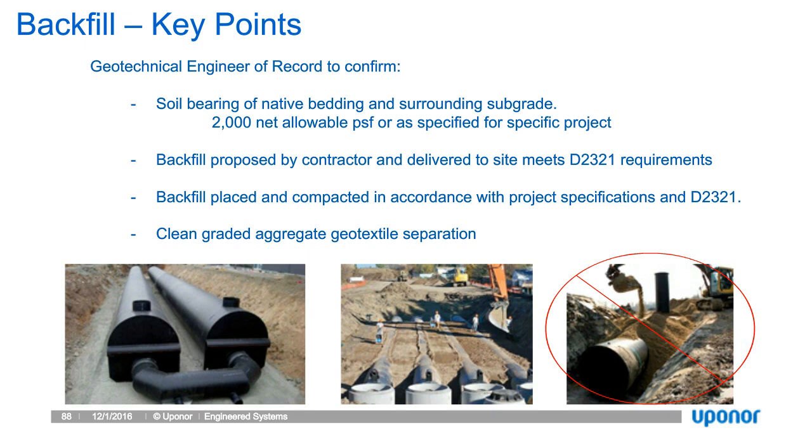Frequently, design engineers don't really have good information for the net allowable bearing or the existing subgrade bearing for any given project. So the specification would call out to have that, but also identify that the geotechnical engineer of record, quality control inspector, should confirm that a 2,000 net allowable is achieved once they open up the excavation. The next two points are important in that we want to make sure that the backfill proposed and delivered to the project meets the requirements of D2321.